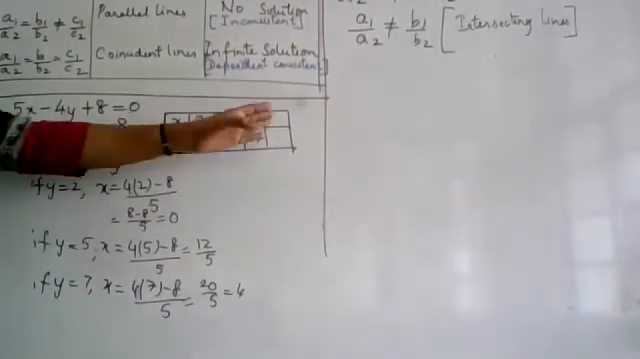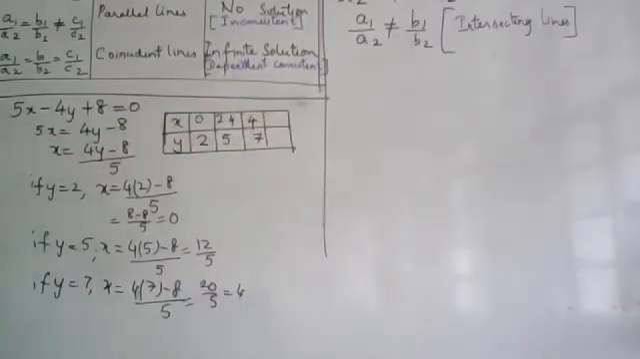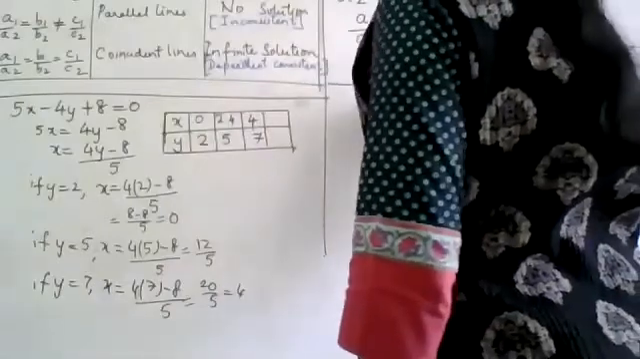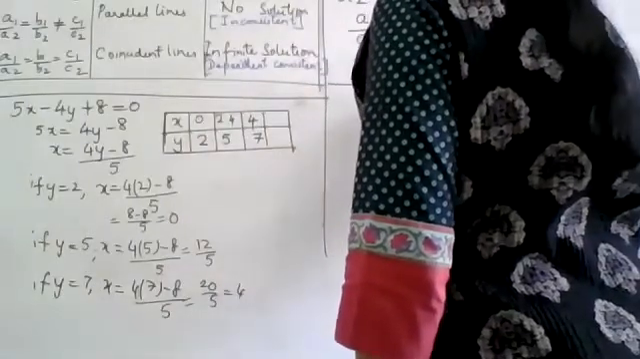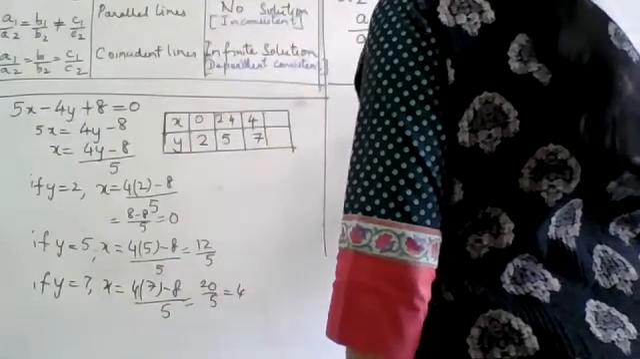Alright, 3 I can stop. If you want to get the 4th ordered pair, you can go ahead. Like this, you will take it to the next equation, that is 7x plus 6y minus 9 equals 0.